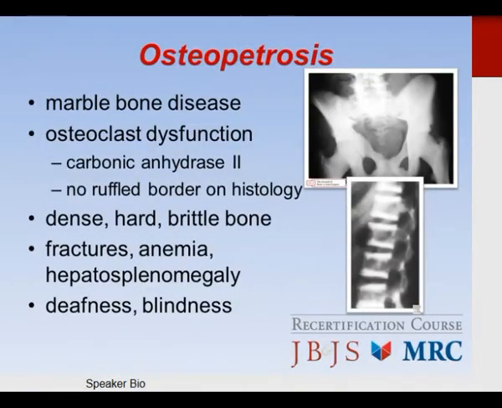Disorders of this, such as osteopetrosis, which is osteoclast dysfunction caused by dysfunctional carbonic anhydrase, is going to result in dense, hard, and brittle bone. These patients have fractures, anemia, and hepatosplenomegaly. They can also have deafness and blindness because the bone will actually impinge on nerves. There's no ruffled border in histology in this condition.